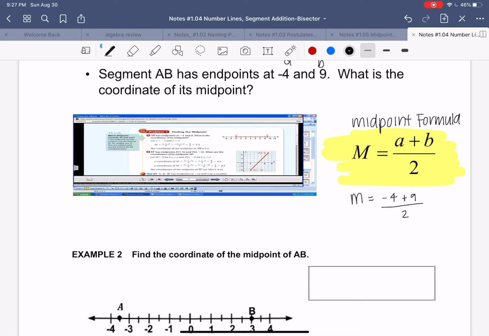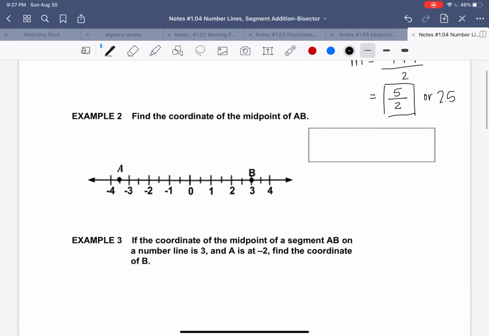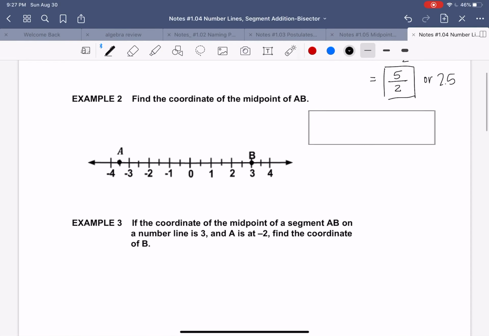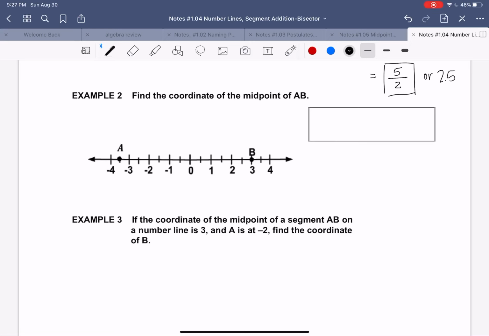So we're going to solve the top first. So -4 plus 9 is 5, all over 2. And therefore, the midpoint of this segment is 2.5, or you can leave it in 5 over 2. Okay, or 2.5. Okay. Example 2, find the coordinate of the midpoint of AB.